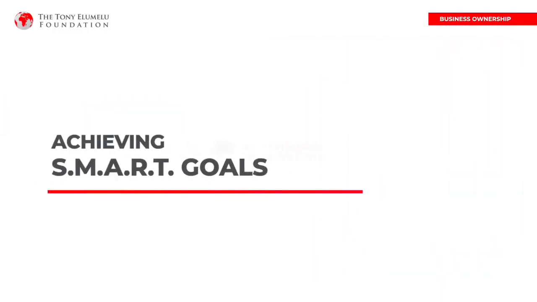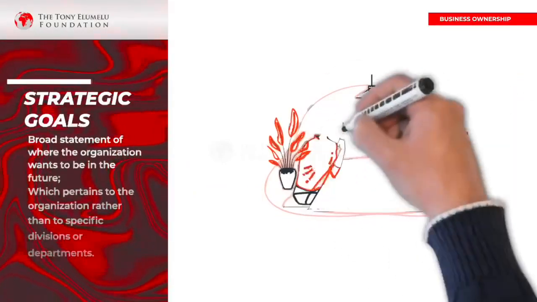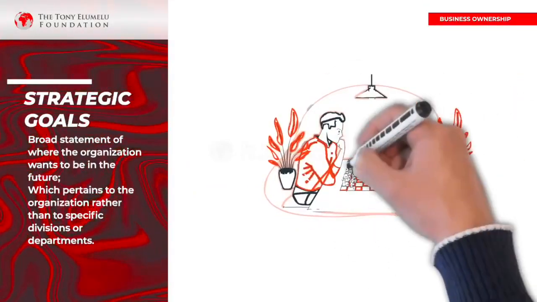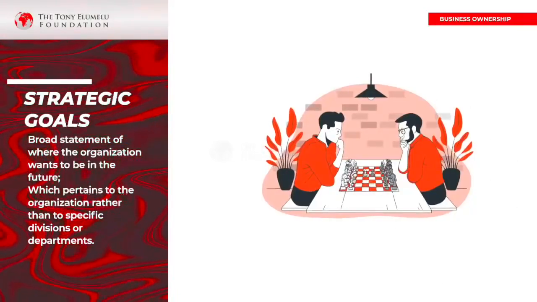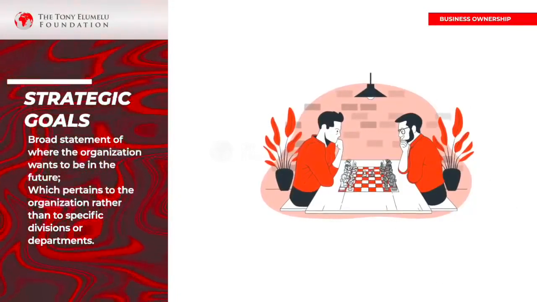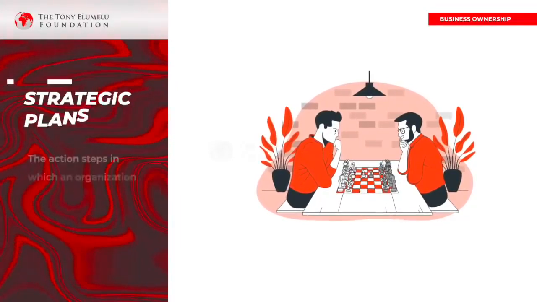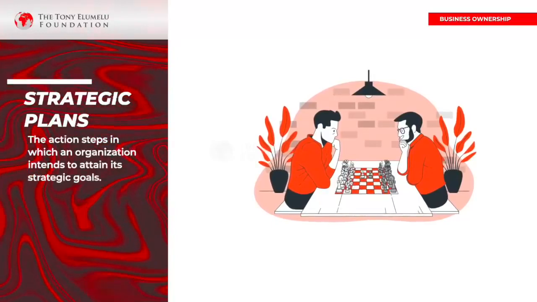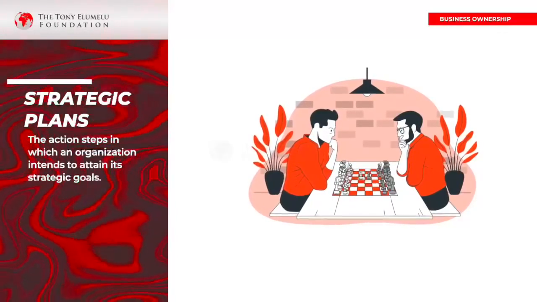Achieving S.M.A.R.T goals. Typical organizational goals and plans include strategic goals, a broad statement of where the organization wants to be in the future, which pertains to the organization rather than to specific divisions or departments. Strategic plans, the action steps in which an organization intends to attain its strategic goals.